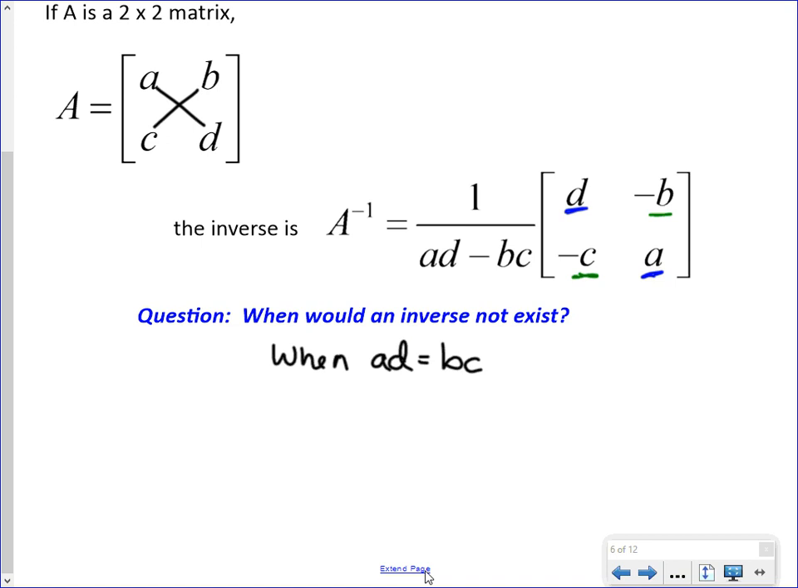Okay, so AD should not equal BC, right? That should be our rule. So when would an inverse not exist? When AD does equal BC, because what happens? Then AD minus BC equals 0. And why is that a problem for you when this equals 0? You cannot divide by 0.